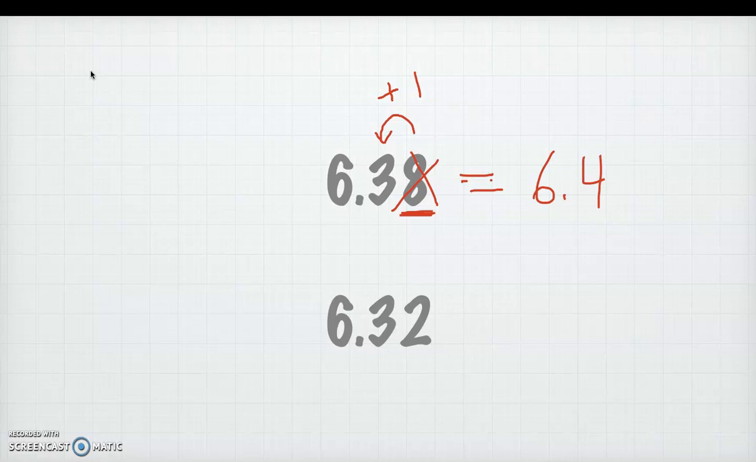I have 6.32. Let's look at our last digit. Our last digit is 2. The rule said that if it is less than 5, what are you going to do? You're just going to drop that number. So let's drop that number, and my final answer is going to be 6.3. So as you can see, I look at my last digit and then I follow my rules. If it is less than 5, you just drop that number. If it is 5 or greater, you're also going to drop that number, but you're then going to add 1 to your previous digit. Let's look at our next example.